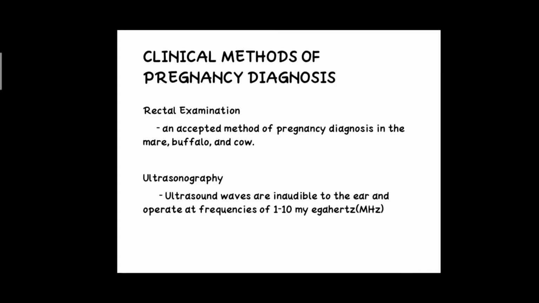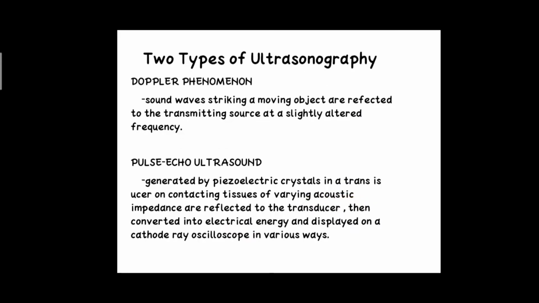Ultrasonography is also one of the clinical methods. Ultrasound waves are inaudible to the human ear and operate at frequencies of 1 to 10 MHz. There are two types of ultrasound that are employed in human and also in veterinary medicine: the Doppler phenomenon and the pulse echo principle.